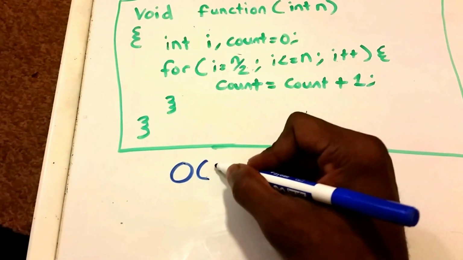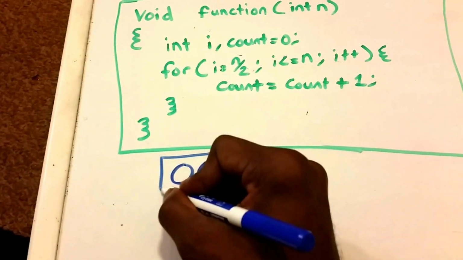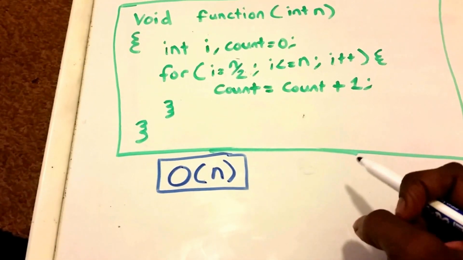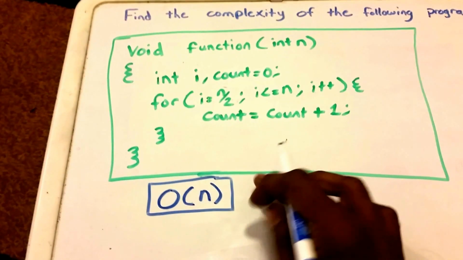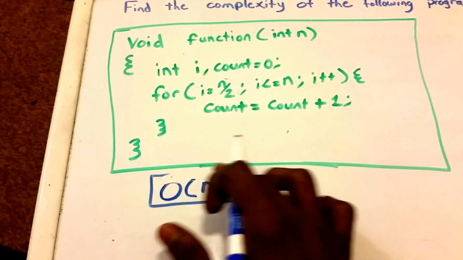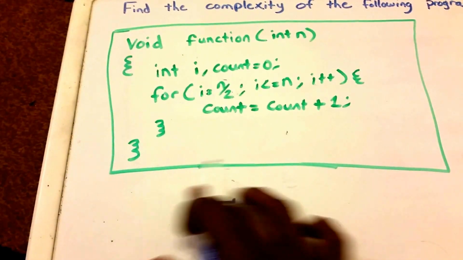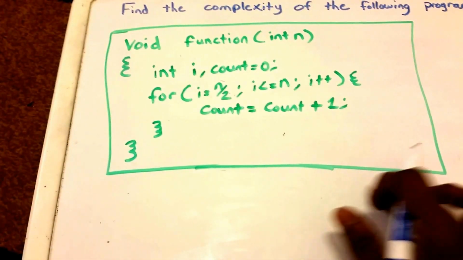So right now it's just big O of n. So that's the answer. Big O of n. So now why is it big O of n? I want to try my best to answer that question.